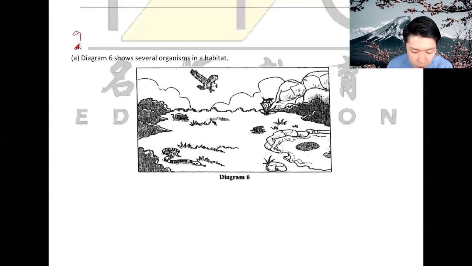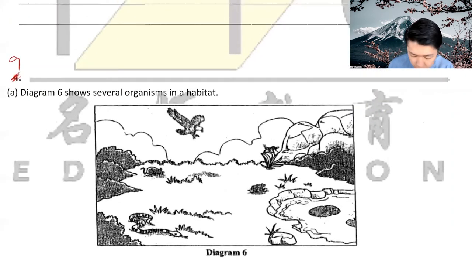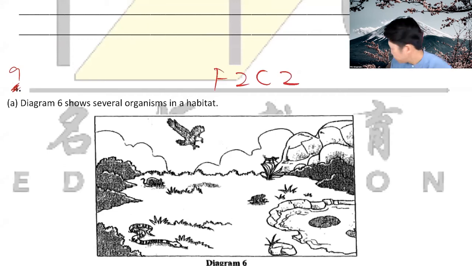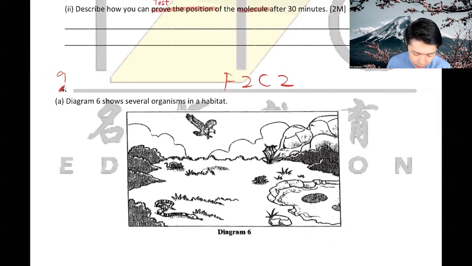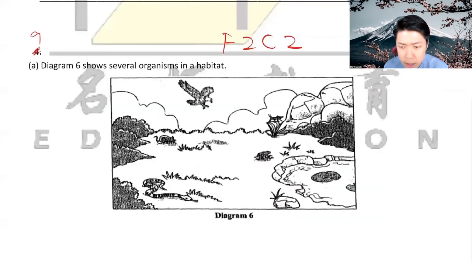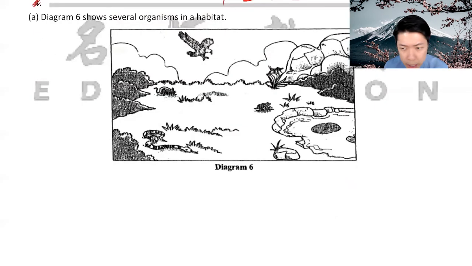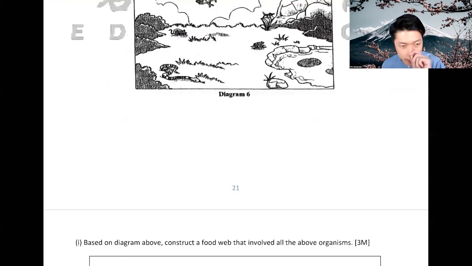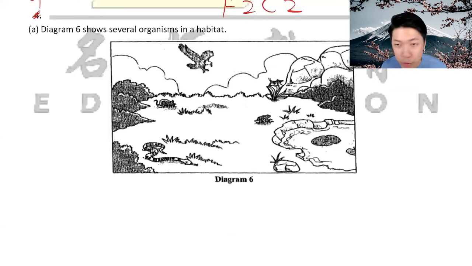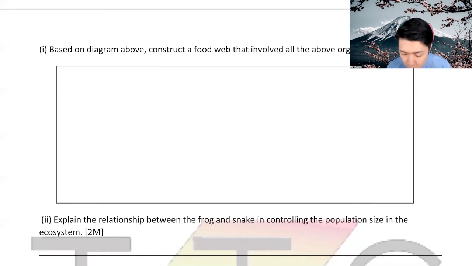All right, so this is obviously your ecosystem, Form 2, Chapter 2, ecosystem. So that's a picture to show you the animals that we have. When you see pictures like that, most probably we need to draw a food web and a food chain. That's what the next question is asking for. Construct a food web. Got a skill. A lot of people simply draw, you really draw like a spider web.